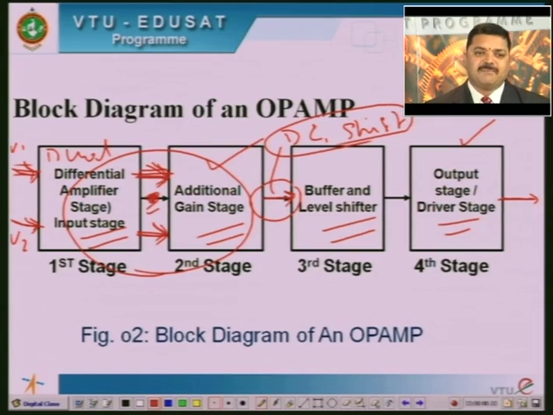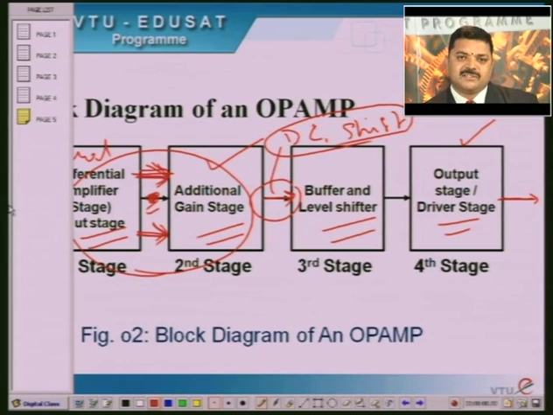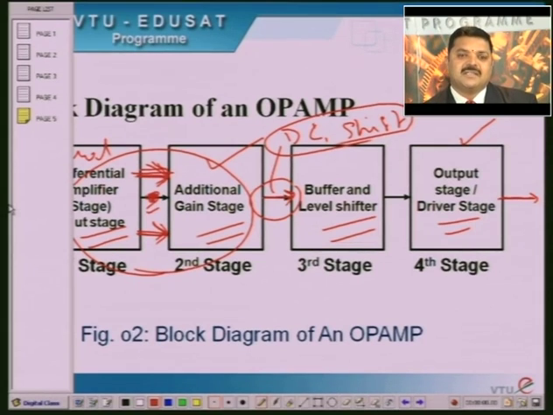during the process of amplification between the first stage and second stage, the DC signal is also getting amplified. It is not 0, it is also amplified. So if there is a DC shift in the output of the amplifier, then we will get erroneous results. To overcome that, somehow we should reduce this DC shift to 0. To do that, we will be using the next stage, that is the third stage called the buffer and level shifter stage.